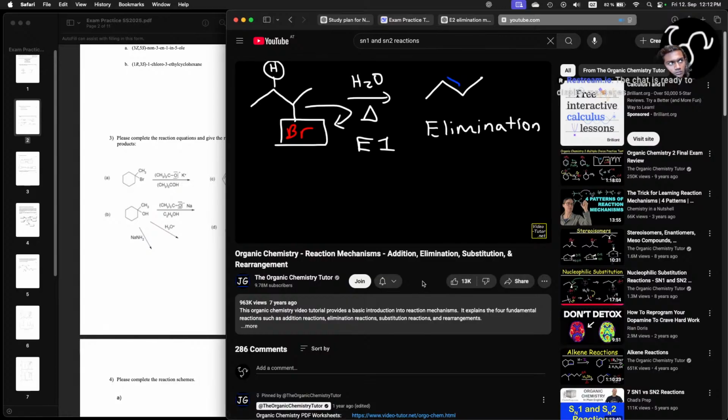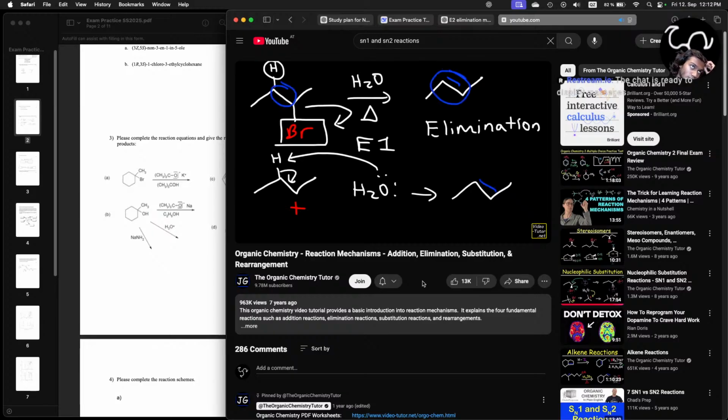So for the E1 reaction, the first step is that the leaving group leaves. And so we're going to get a carbocation intermediate. And then in the next step, the base, which is water, is going to abstract a proton, forming a double bond. And so that's how we can get the alkene. So remember, anytime you go from a single bond to a double bond, it's going to be an elimination reaction.